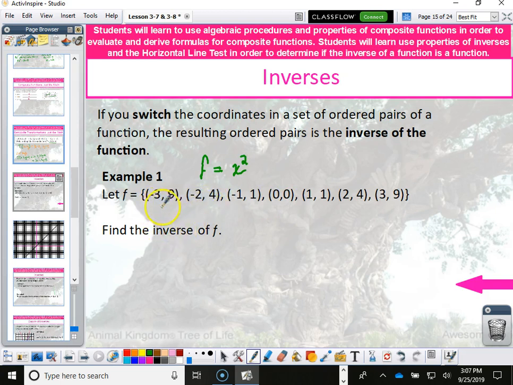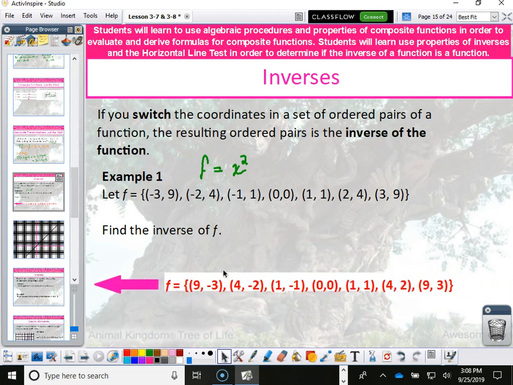So to find the inverse, we're going to start with 9. So we're just going to switch the order of things. So instead of it being negative 3, 9, it's going to be 9, negative 3. Instead of being negative 2, 4, it's going to be 4, negative 2. Instead of it being 1, negative 1, you're going to switch the order. So this is what your inverse looks like. To find the inverse, all you do is you switch the coordinates in a set of ordered pairs. Now that's beautiful if you have a set of ordered pairs.